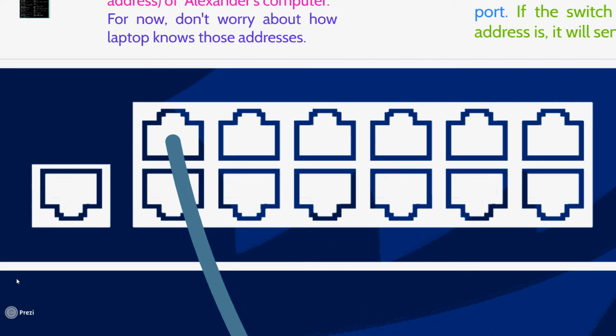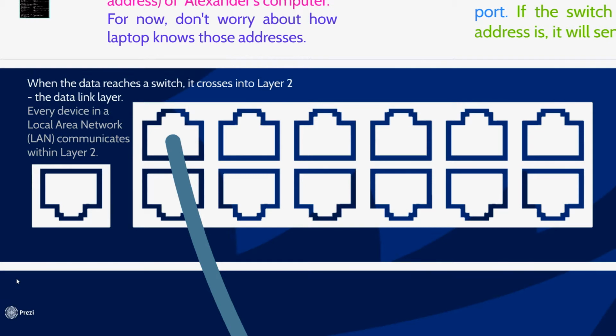So here's a switch. It's the front of a switch. That's what the picture is. By the time our data gets here, it's crossed into layer 2 territory. Like I said, every device in a local area network communicates within layer 2, very often by being connected to a switch. And you can imagine a different computer attached to each one of these switch ports here.